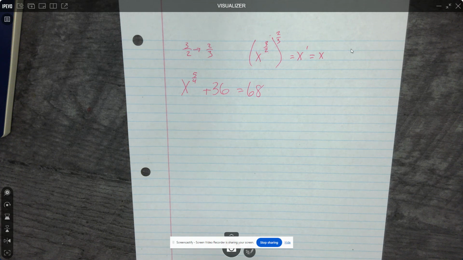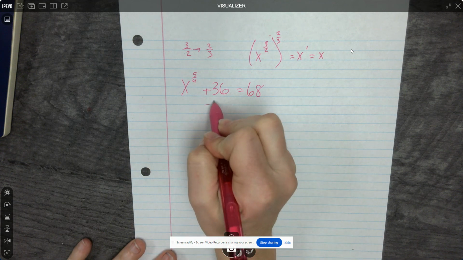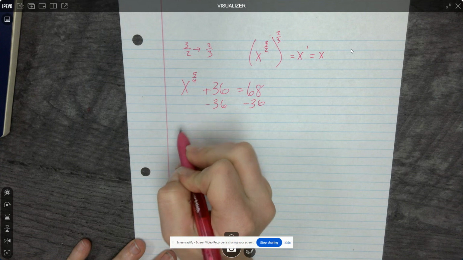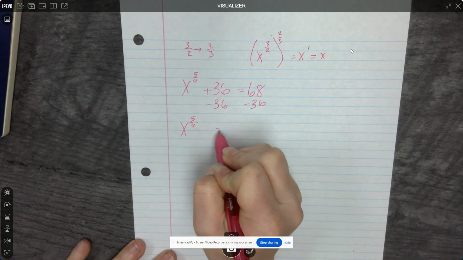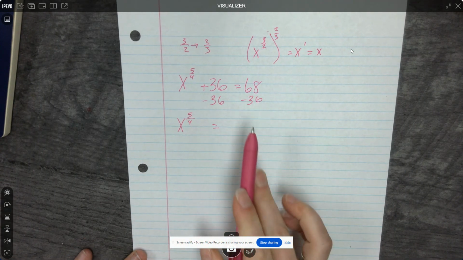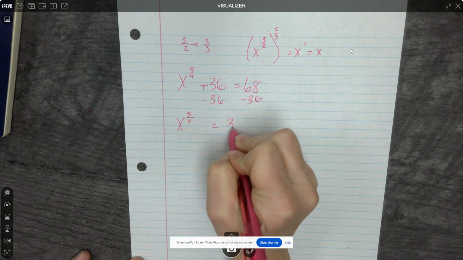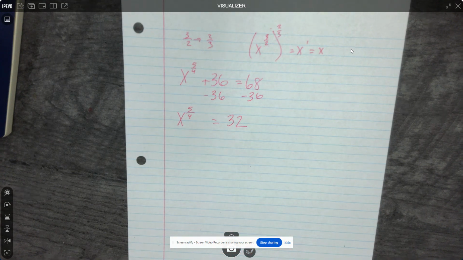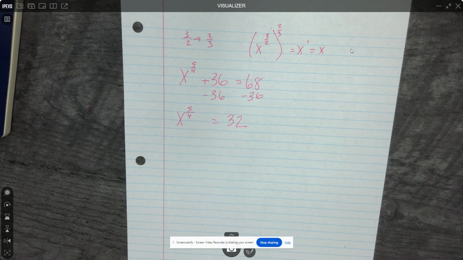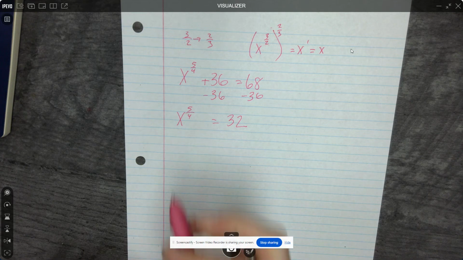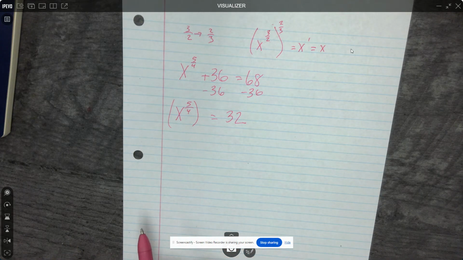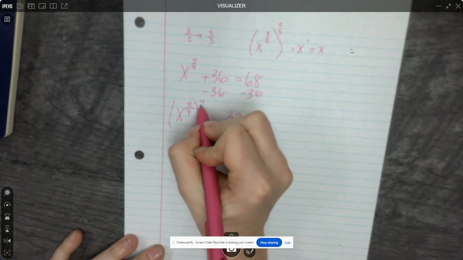We don't have parentheses, so we're just going to use our SADMAP: get rid of addition and subtraction, then multiplication, division, then our exponents. On this one, since I have a positive 36, I of course get rid of positive 36 with subtraction. So that gives me x to the 5/4 is equal to 68 minus 36, which is 32. I don't have any multiplication or division, so I skip that step. I'm now onto my exponent, and I'm going to apply the reciprocal exponent. On both sides, I'm going to apply the exponent of 4/5.